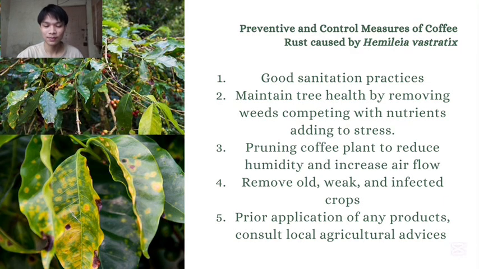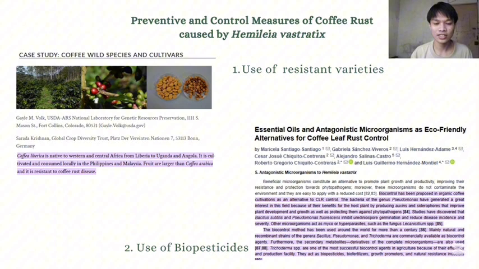Some studies suggest using resistant varieties and biopesticides in controlling the rust fungus caused by Hemileia vastatrix. So the use of resistant varieties is a long-term and sustainable solution. These varieties have genetic traits that make them less susceptible to infection.